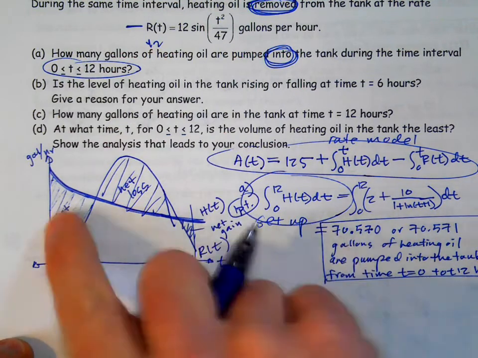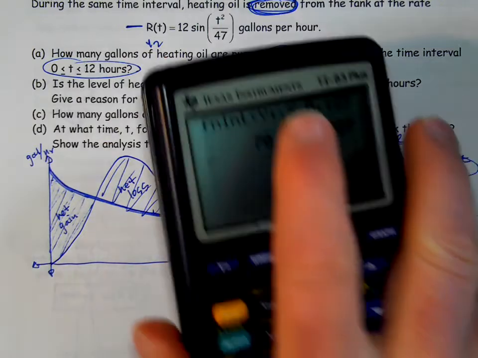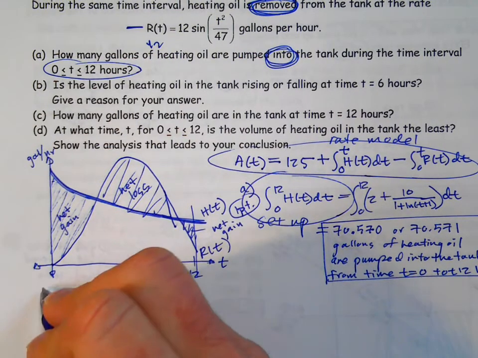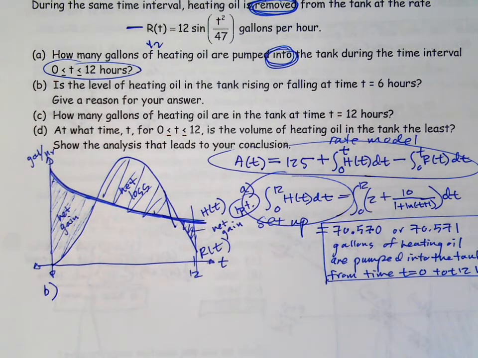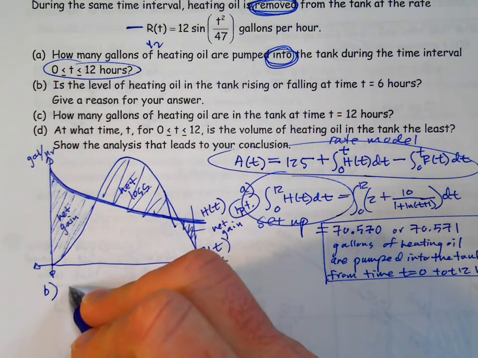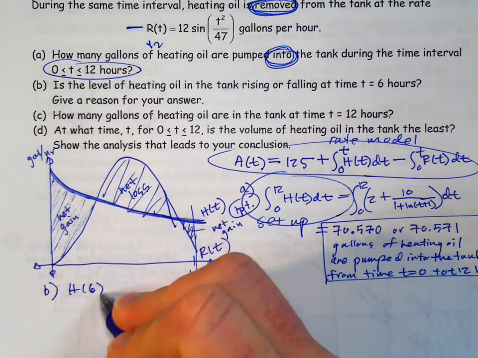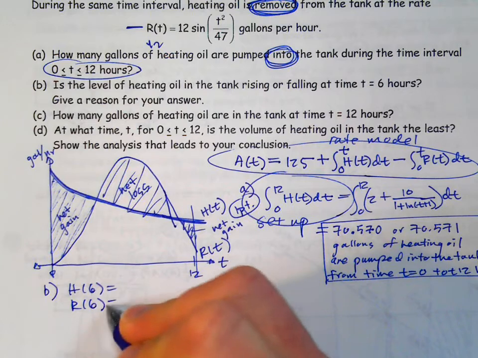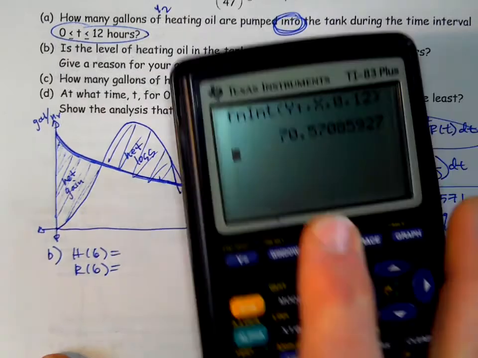Now, we could look at this picture, I guess, and figure out where time 6 is, but you're really going to need to support your answer. So I would say the best way to figure it out is to figure out, well, what's H6 and what's R6, because that's what you need. You need the entering rate and leaving rate at time 6.